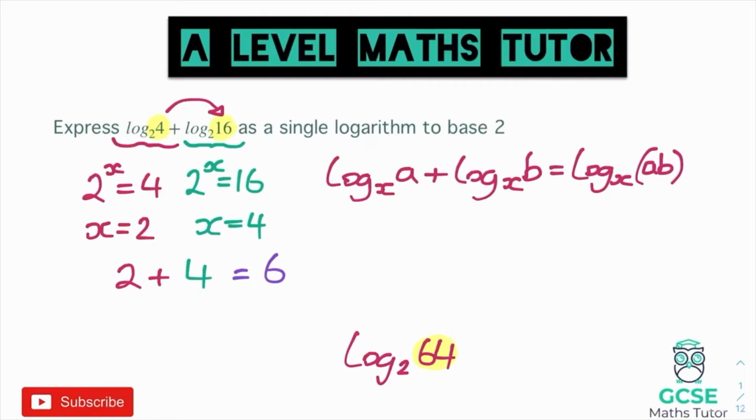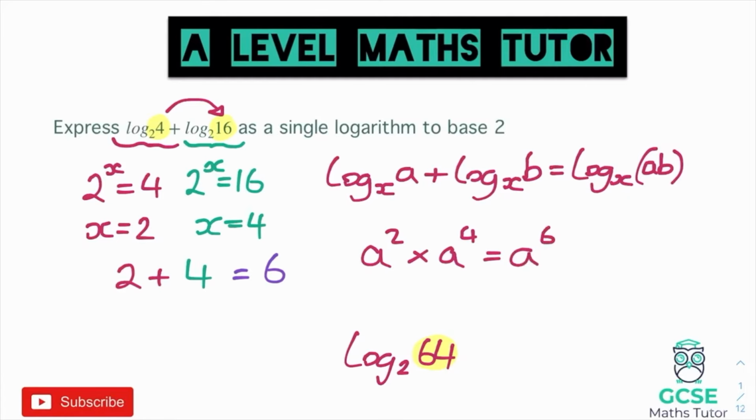And if we think about how that links back to some of the algebra that we've done at GCSE level, if we have something like a squared, and we multiply that by a to the power of 4, multiplication being involved there, we add the powers, and we get a to the power of 2 plus 4, which would give us a to the power of 6.